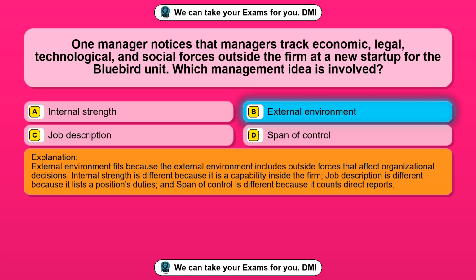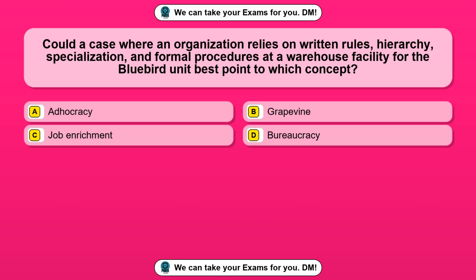reports. Question 61. Could a case where an organization relies on written rules, hierarchy, specialization, and formal procedures at a warehouse facility for the Bluebird unit best point to which concept? Option A, adhocracy. Option B, grapevine. Option C, job enrichment. Option D, bureaucracy. The correct answer is option D, bureaucracy.